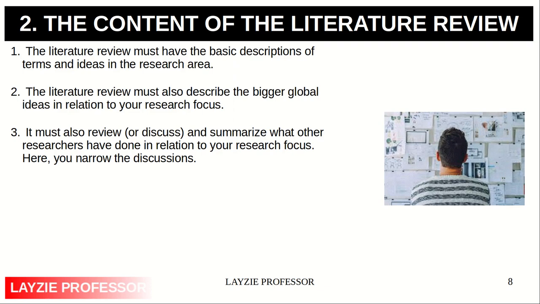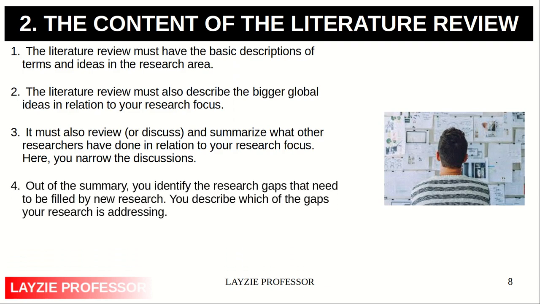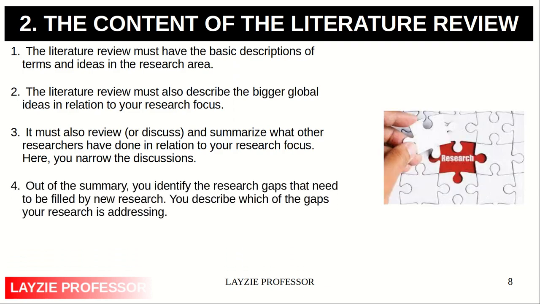And then here, you narrow down the discussions from the global picture. Now you come down and you begin to get to specifics by looking at what different researchers have done in relation to the processing of food, what mechanisms they use to process different kinds of foods. And out of this summary, you identify the various areas which have not been touched by research, things that need to be done, which remain undone or which have not been done. These are things we call research gaps.